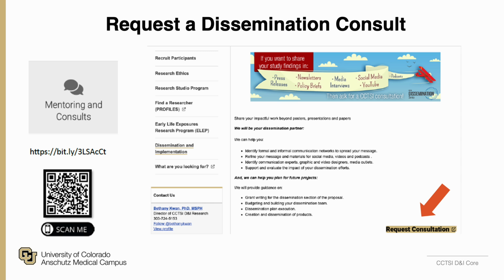So how do you find us? You request a dissemination. The free consultation is the entry point. So you go into our CCTSI website and you look for mentoring and consults with the dissemination service. And then we will have a 30 to 45 minute conversation with you. And if you determine at that time you want to hire us to do some of those services, then we move on from there.